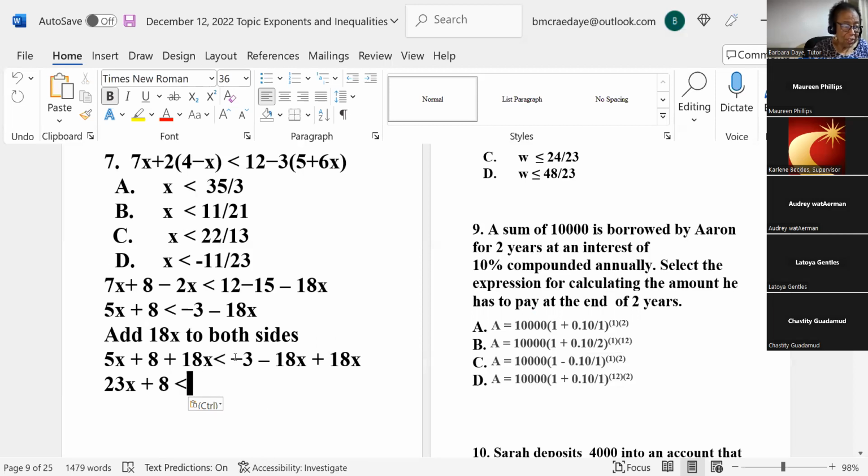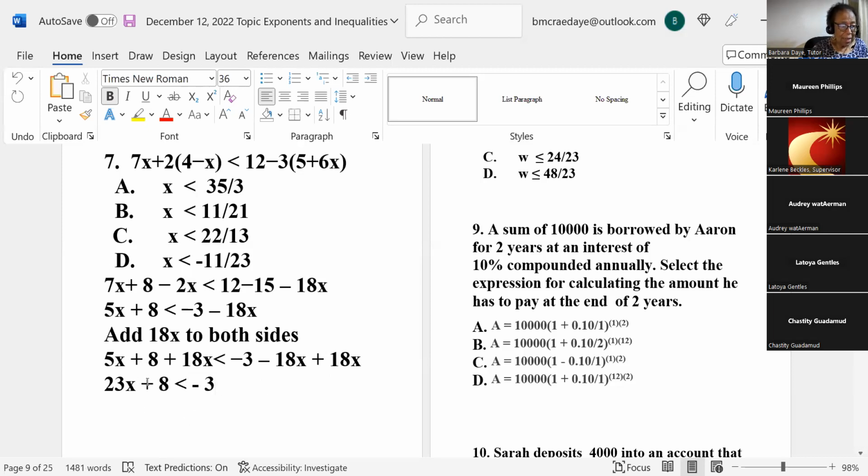Now, what's a minus 3, a minus 18x, and a plus 18x? What is that equal to? A minus 18x and a plus 18x is what, Maureen? A 0. 0, right. So what do I have left? The minus 3. That's it. Very good. Minus 3.